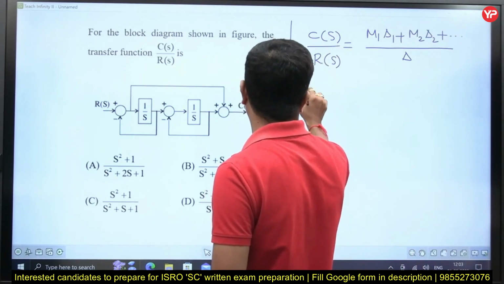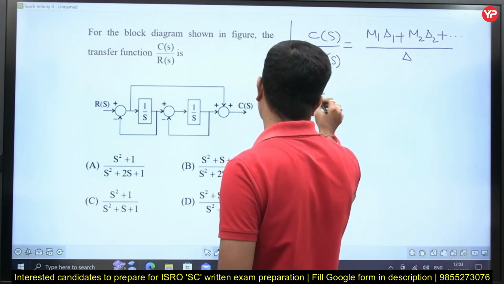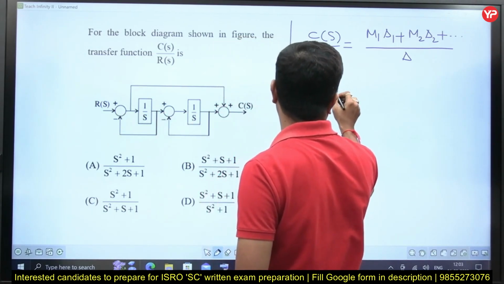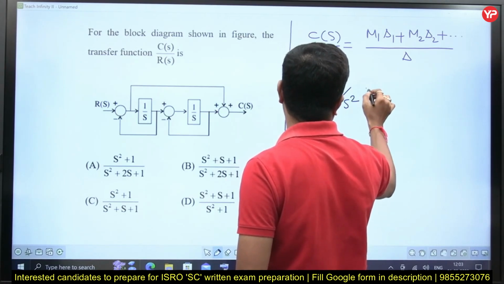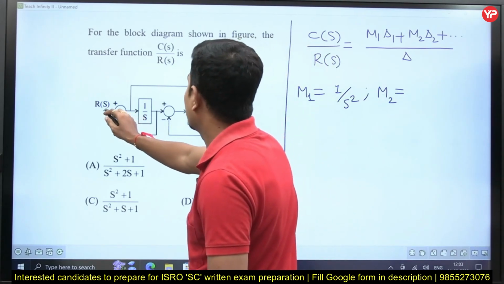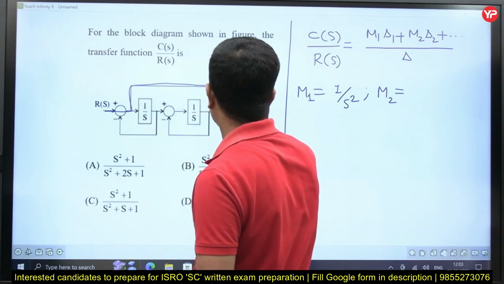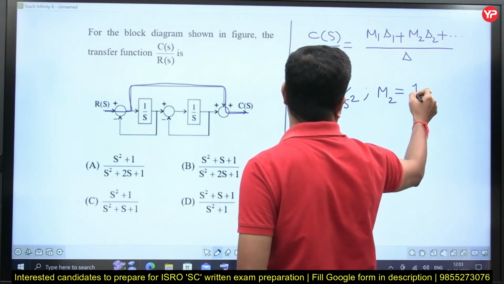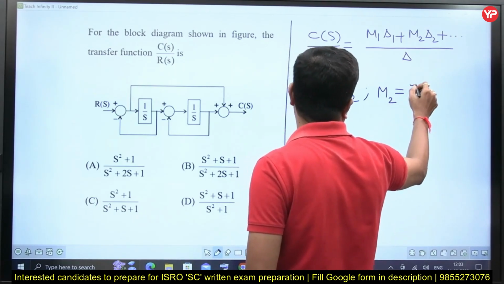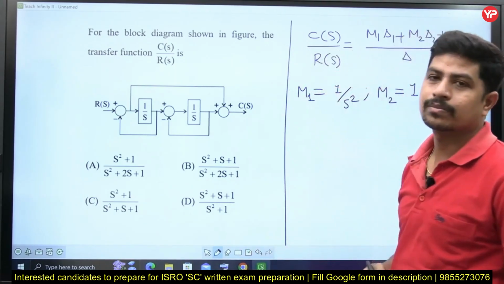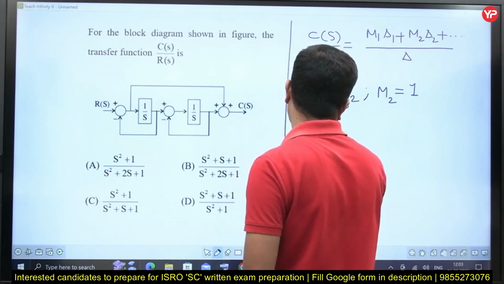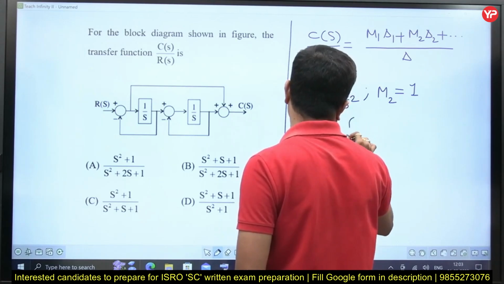Only two forward paths. What are the forward path gains? I am taking M1 as the first forward path gain: 1 by S, 1 by S, that is 1 by S square. M1 is 1 by S square. M2, the second forward path gain, is simply 1, since it does not have any S values. Now, what is delta? Delta is equal to 1 minus the sum of all the individual loop gains.